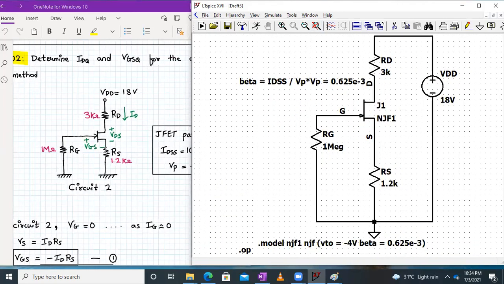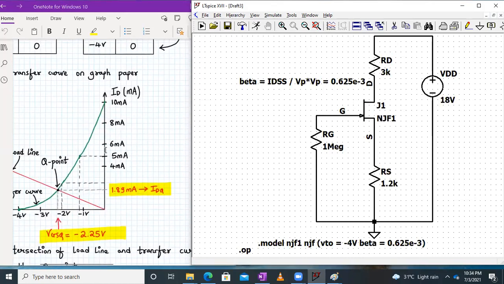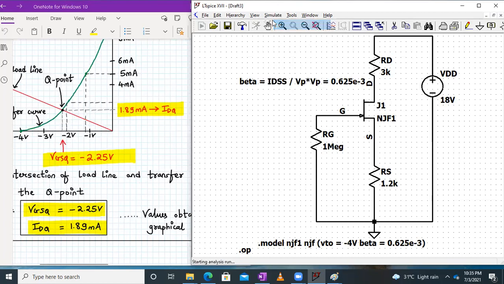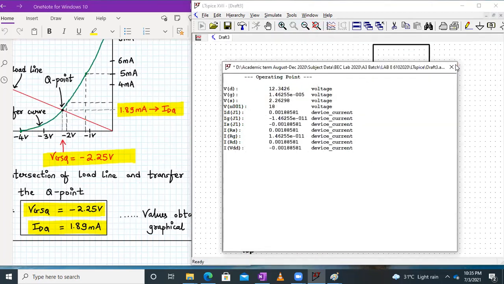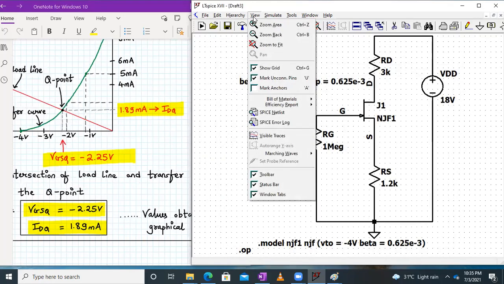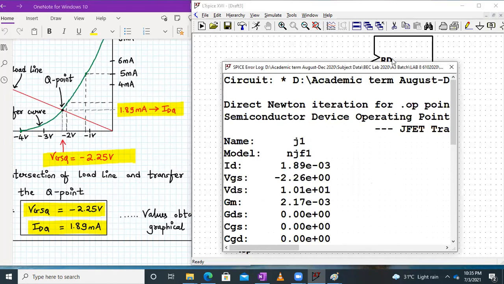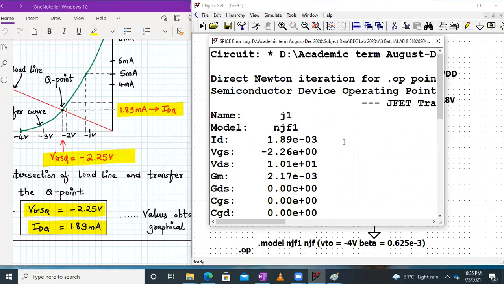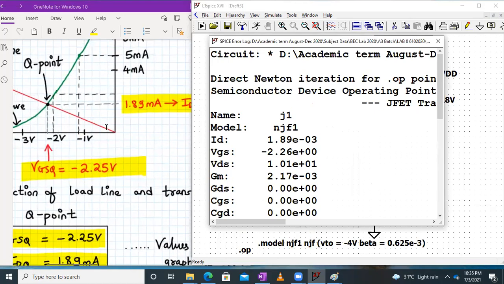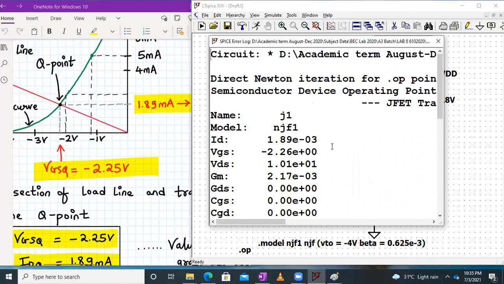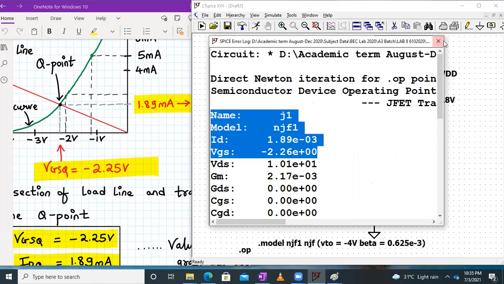Okay, so now what is left? We have to simulate and check whether we are getting these values or not. Fine. So we'll go to simulate and click on run. We already have the .dc model. We'll close this and go to view and check the SPICE error log. Okay, and we'll maximize this. So for this numerical, we are getting ID as 1.89 milliamperes, exactly the same as the graphical method. And VGSQ is minus 2.26, where we got minus 2.25 in the graphical method. That is also absolutely correct. So in this manner, we are getting the values correctly.